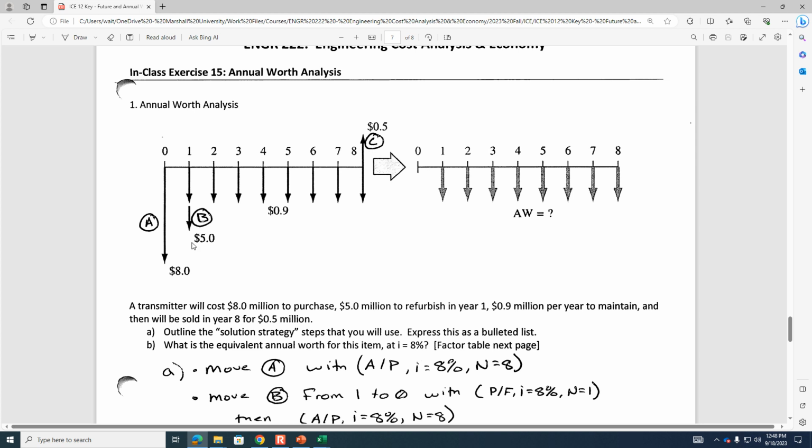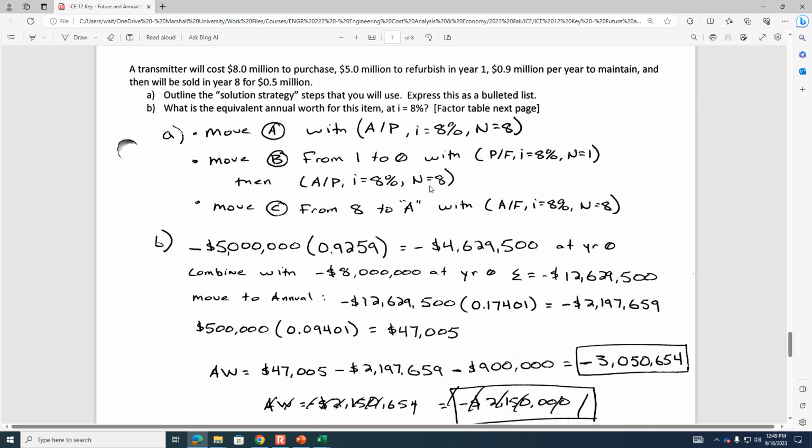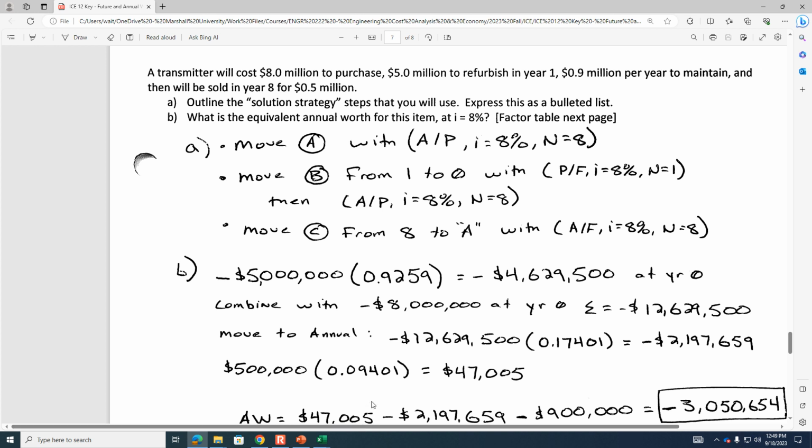So my strategy was to move the amount from B to A and combine that in the present, and then find the annual equivalent of that. And then you can directly find A given F for this amount at C. So the three parts in the end of the answer are the annual value of the salvage, $47,005, the annual value of the purchase and refurbishment cost, and then the $900,000 that was already an annual amount.